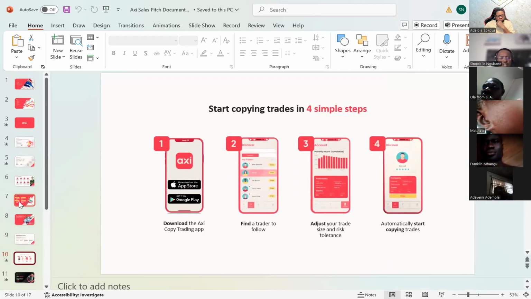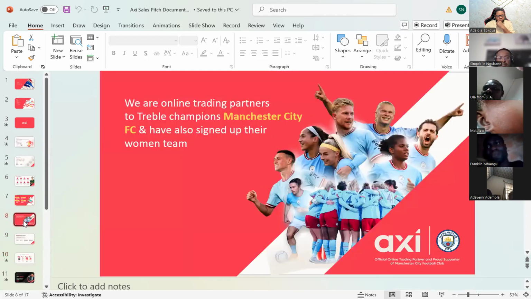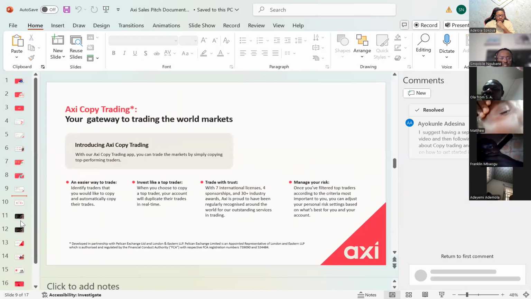Okay, this is the copy trading. I'll share a link on how to download the copy trading if some of you are interested. Okay, I already shared this. Okay, let's see.